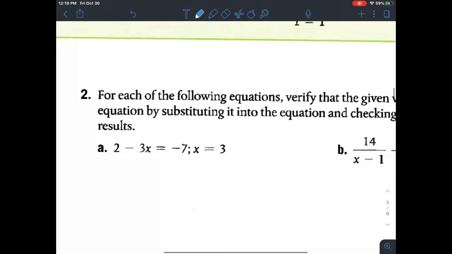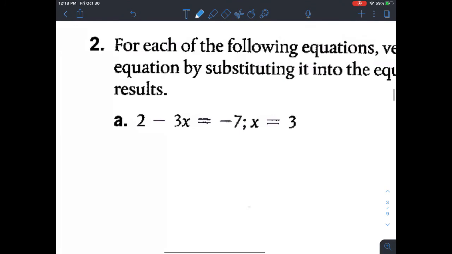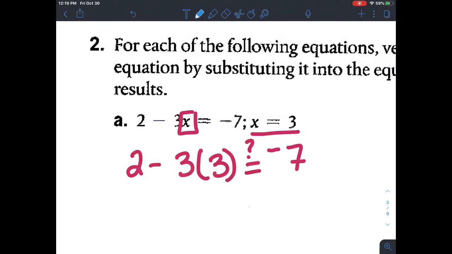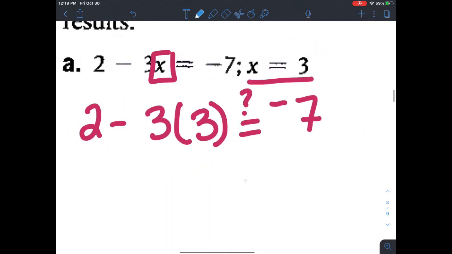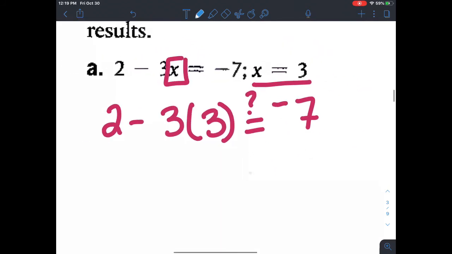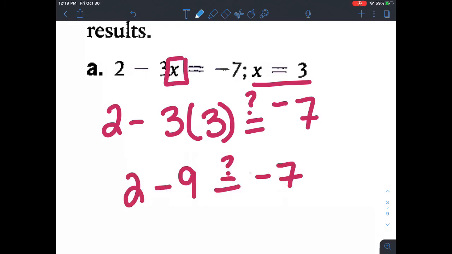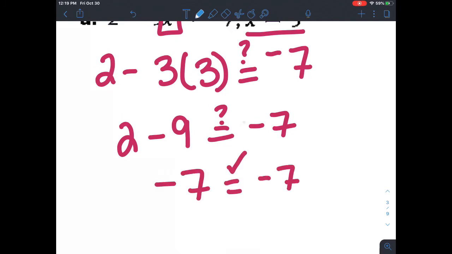Okay, so 2A. I'm going to plug in 3 for x. Is that a solution? I need to verify yes or no. So I'm going to plug in 3 for x. And I don't know if it's going to equal. That's why I wrote a little question mark over the equal sign. So then I'll just evaluate both sides. I showed literally all of my work just in case. And then -7, in fact, equals -7. So yes, that is a true statement.